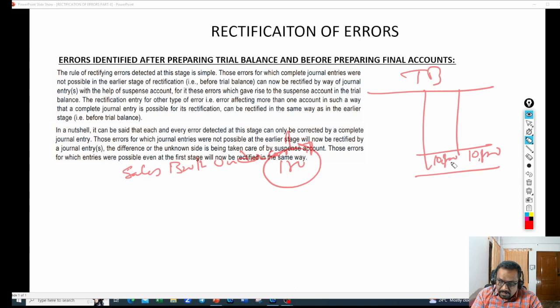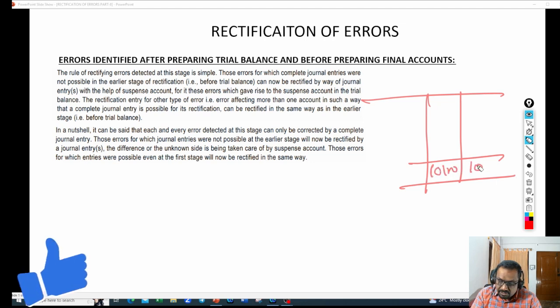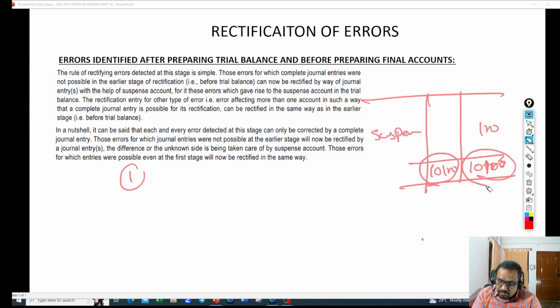Or 10,100 in debit side and 10,000 credit side. Let me prepare properly. Let us say the trial balance you prepared shows debit 10,100 and credit 10,000. Now, the difference is 100. So you posted this 100 difference to suspense account. Now this is 10,100, this is also 10,100. The suspense account is lying 100 on the credit side.